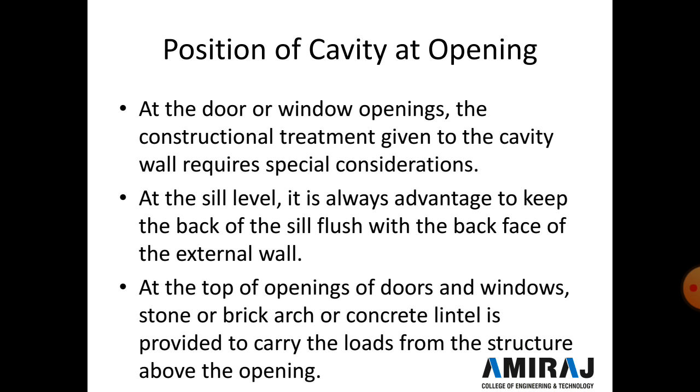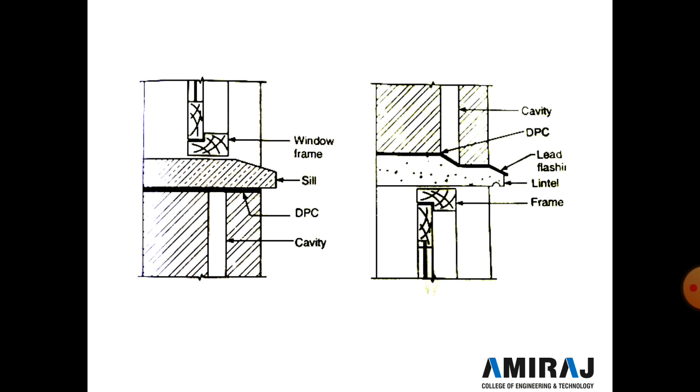Now next is the position of the cavity at an opening. We exactly discuss this by this figure. At the door and window opening, the constructional treatment given to the cavity wall requires special consideration. At the sill level, it is always advantageous to keep the back of the sill flush with the back face of the external wall. And at the top of the opening of the door and window, a stone or brick arch or a concrete lintel is provided to carry the load from the structure above the opening. Thank you.